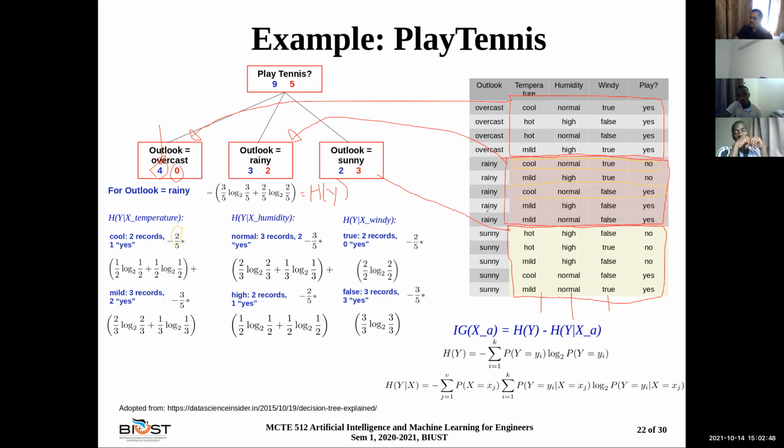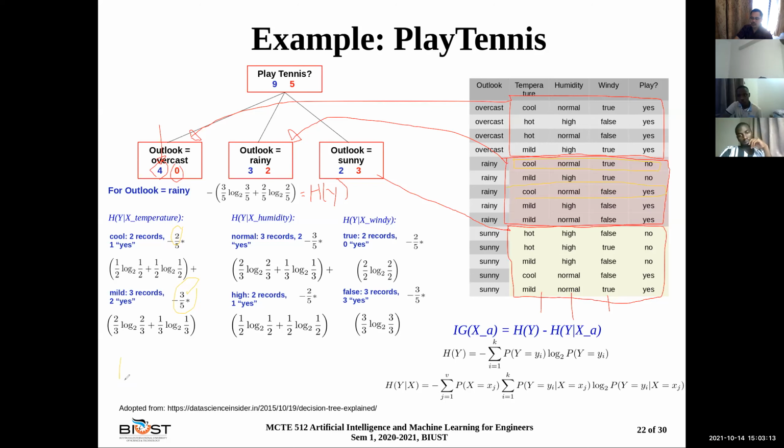So now inside the mild. So in the mild, you have 3/5. So that's correct, 3/5. Now inside the mild, you have how many yes? 2 yeses and 1 no. So 2/3 log 2, 2/3 plus 1/3 log 2, 1/3. Okay? So now this one will be your relative entropy.